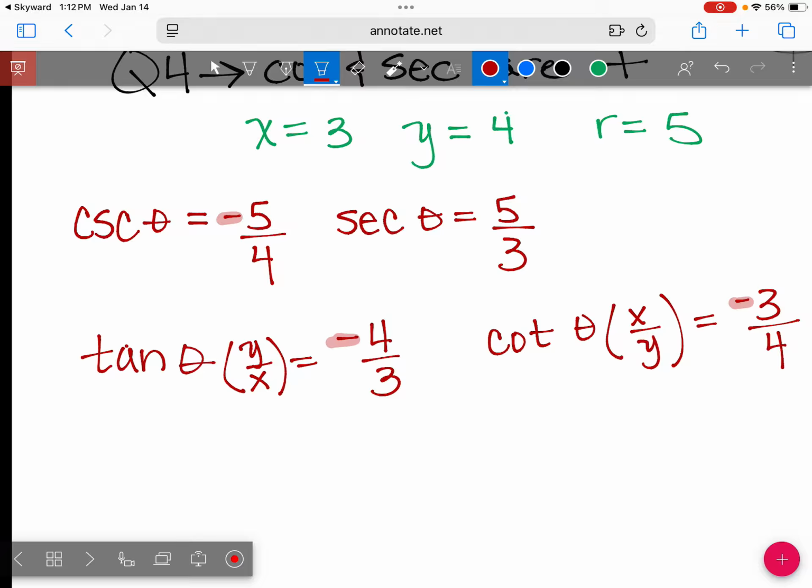How did you get negative? I got 5/4, just saying. What quadrant did we say we were in? 4. And in quadrant 4, the only thing positive would be cosine and the sister to cosine. Oh, okay. Everything else is negative. All right, next example.